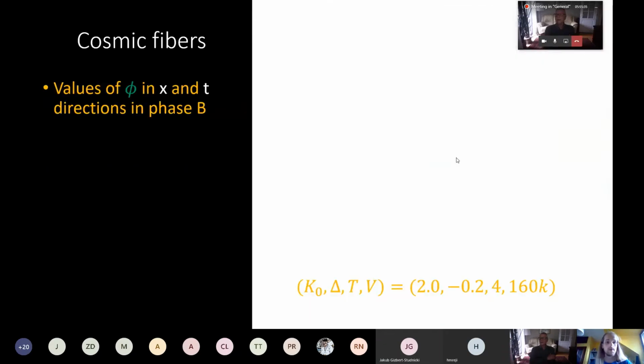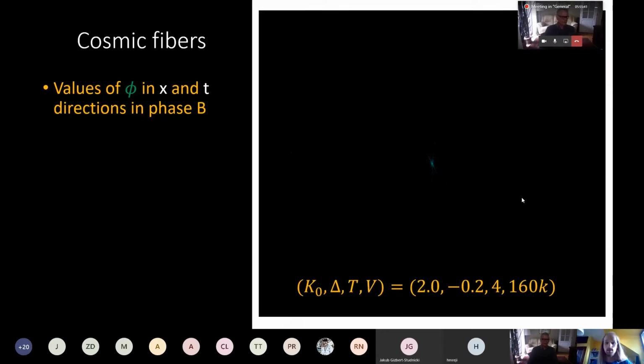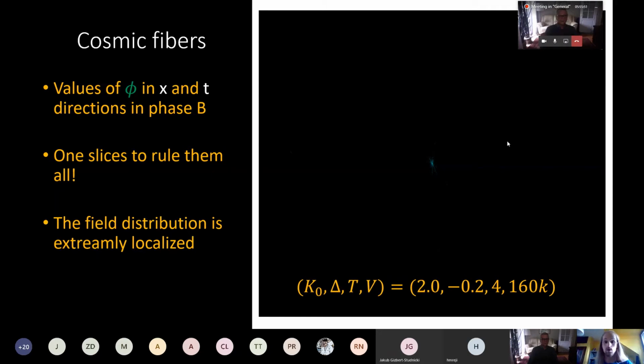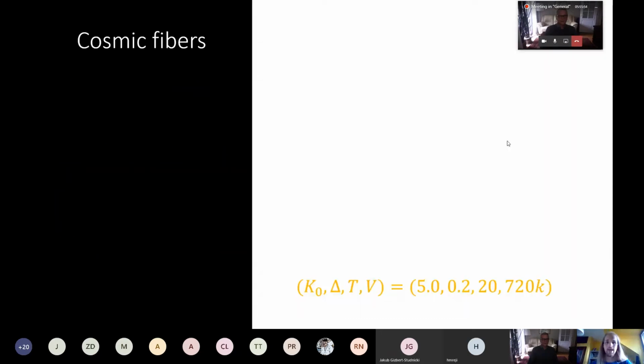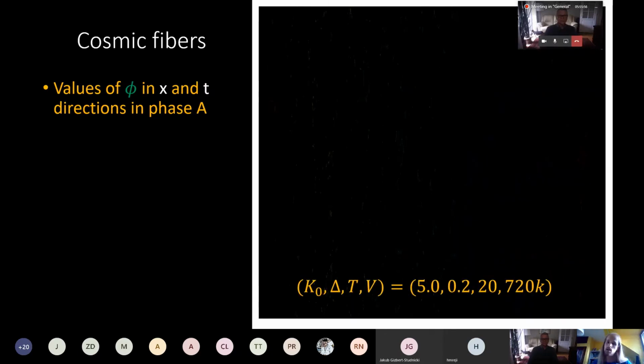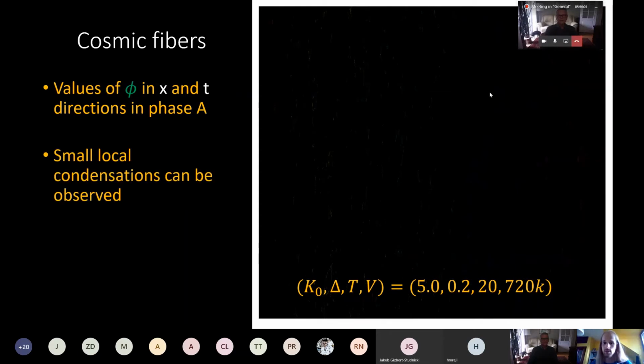In the B phase, where all the volume is located at one slice, we see a similar behavior, that there is a condensation because there is only one slice which contains all the volume, and it seems that the field distribution is also localized. In A phase, that can be seen in this plot, we can see that there are some inhomogeneously spread little condensations. I don't know if you can see it because it's very dark, but there is some inhomogeneity in this plot, but there is no causal structure, there is no fiber structure that we saw earlier.